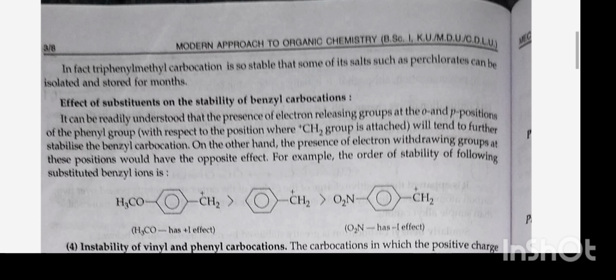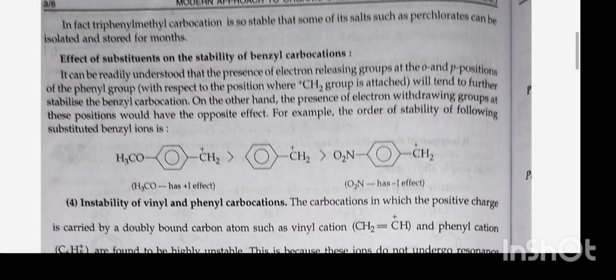It can be readily understood that the presence of an electron releasing group at ortho and para position of a phenyl group, with respect to the CH2 positive group attached, will tend to further stabilize the benzyl carbocation. On the other hand, the presence of an electron withdrawing group at these positions would have the opposite effect. For example, the order of stability of the following substituted benzyl ions is.